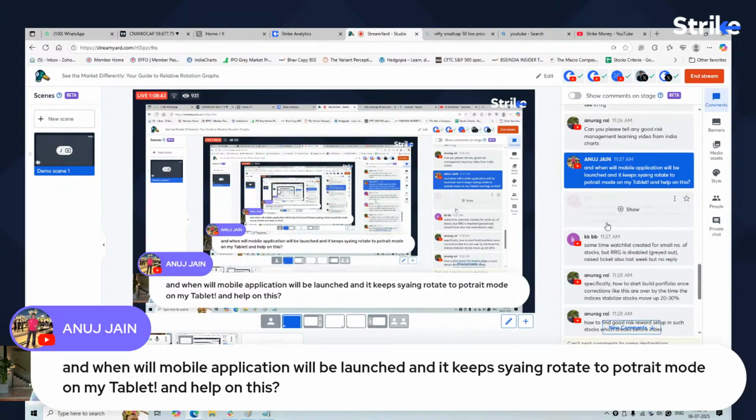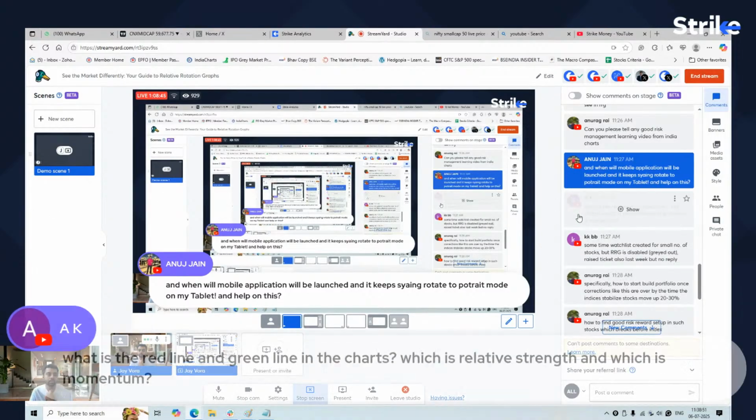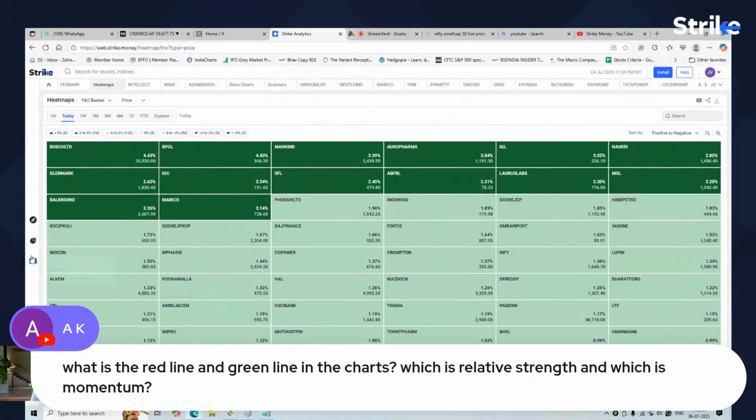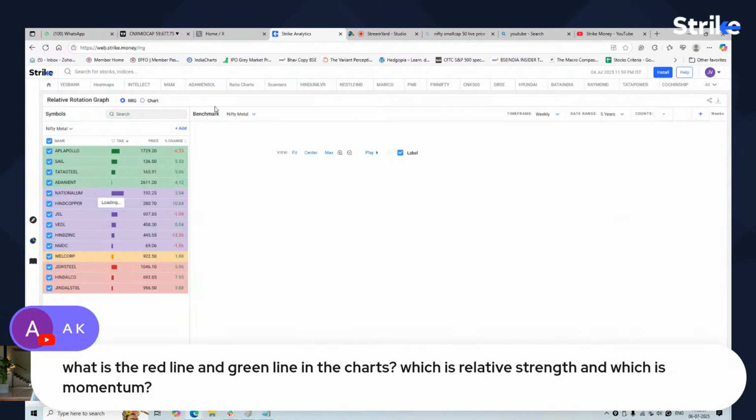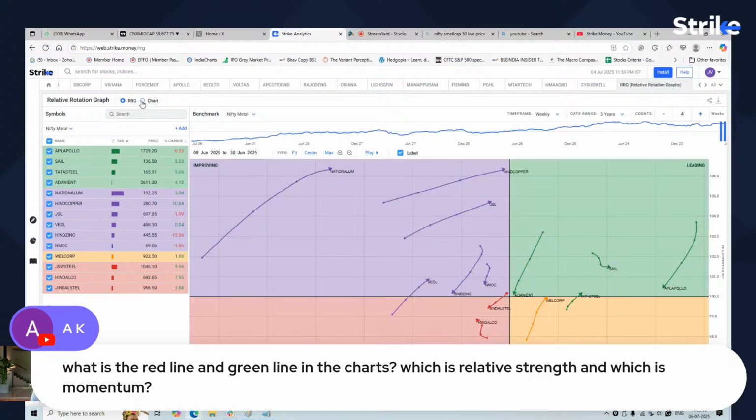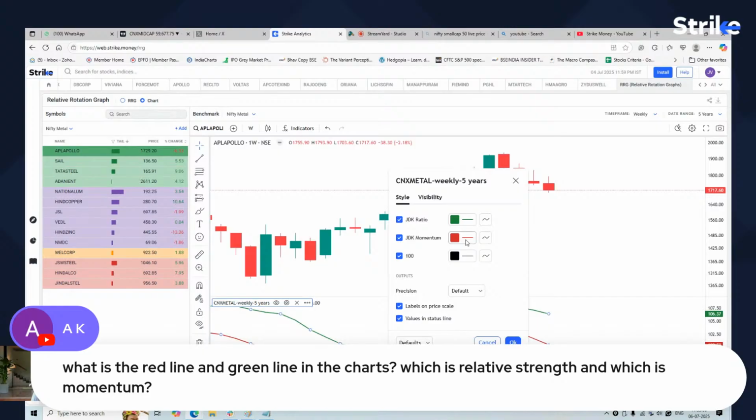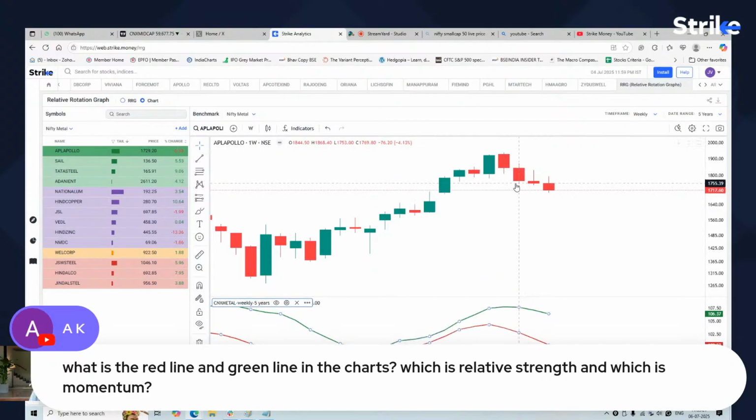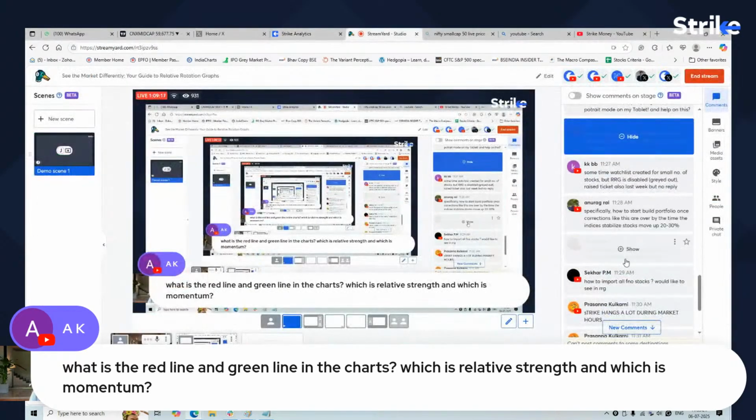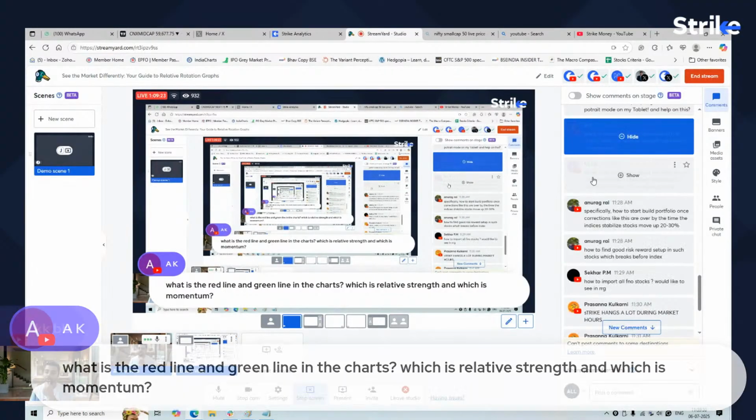What is the red line and the green line, which is relative strength? The question is by AK, which is relative strength. In the chart, if you get confused, frankly, even I get confused. So what I do is that I double click. When you double click, it will tell you the black line is the 100, which is the midpoint, and then the red one is the momentum, and the green one is the RS ratio.